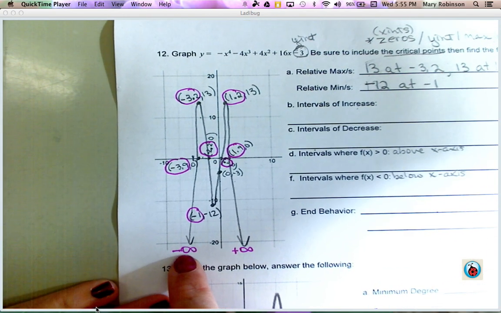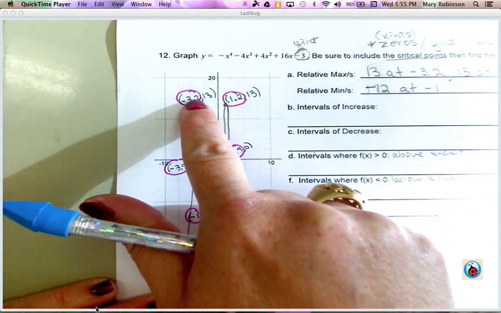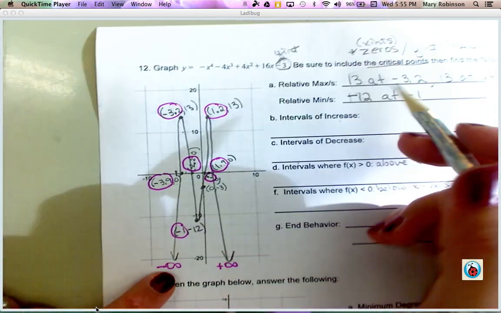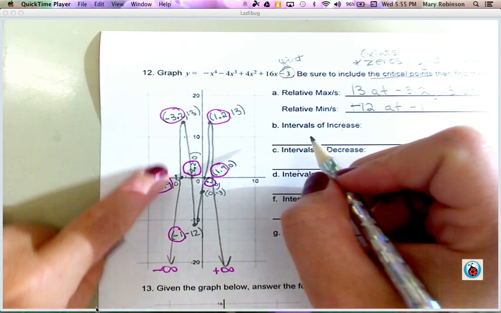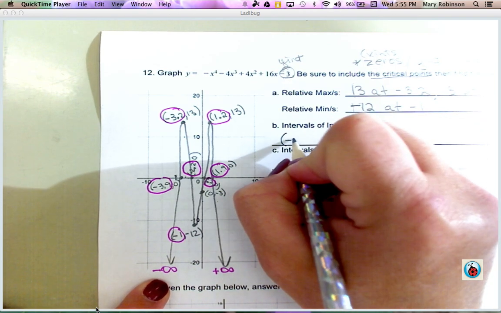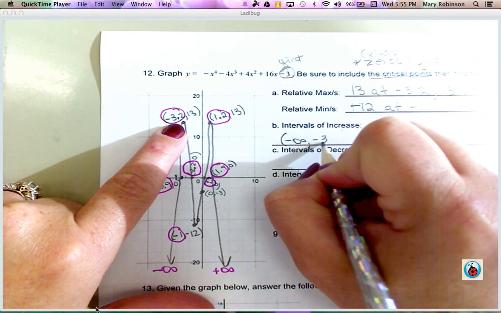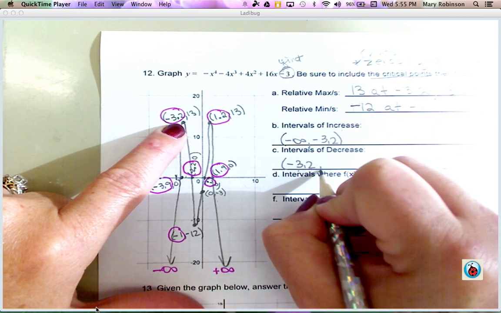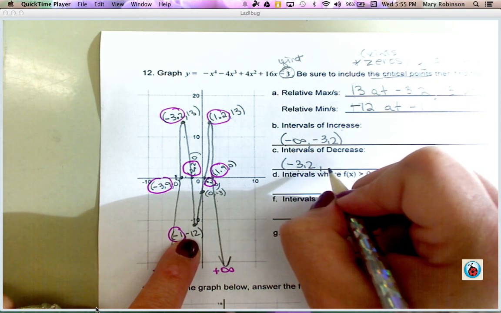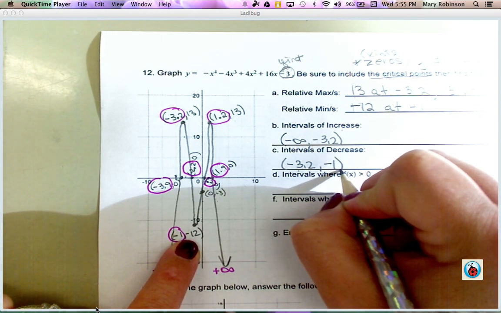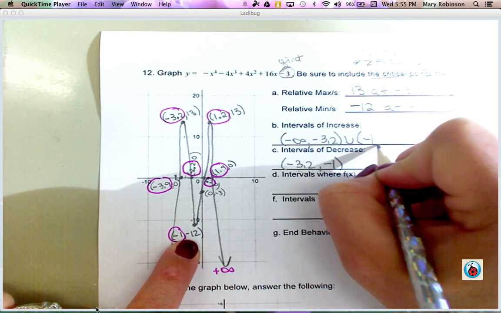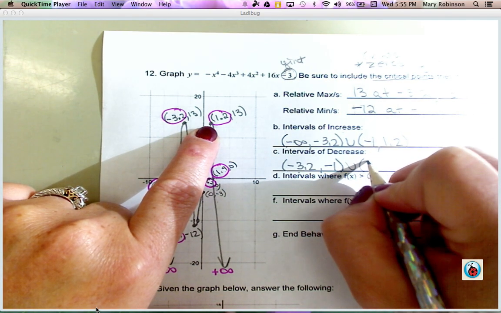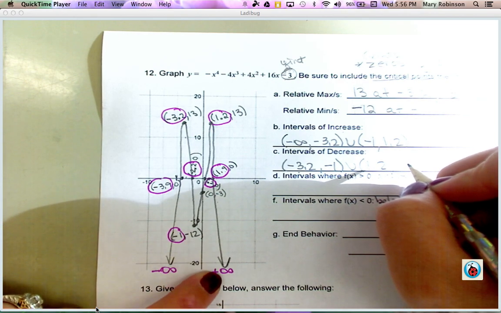So if I take my finger and start at negative infinity and trace along, I am increasing, then here I'm decreasing, then I am increasing, then I am decreasing. So that's exactly how we want to do our intervals. It starts by increasing from negative infinity, so I'm going to say negative infinity to negative 3.2. Then it starts to decrease from negative 3.2 down to negative 1. Then it increases from negative 1 up to 1.2. Then it decreases from 1.2 to infinity.